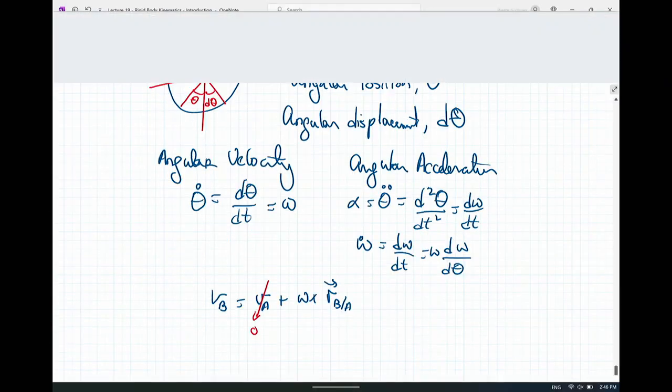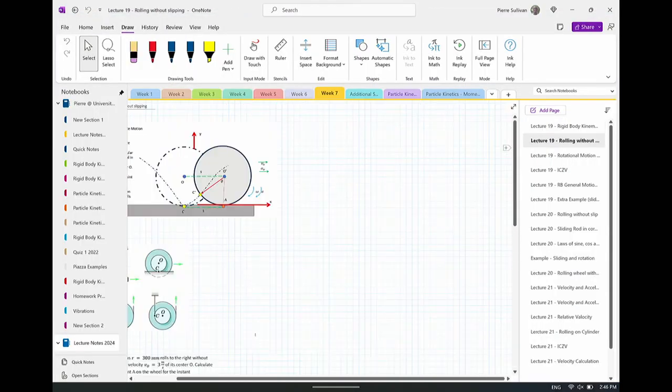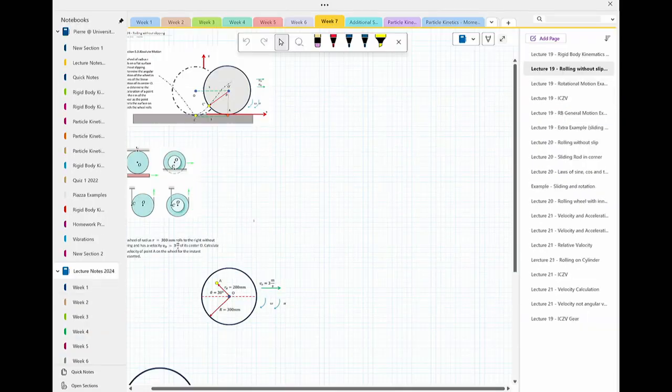Yeah, I keep forgetting that I need to solve problems with absolute motion.